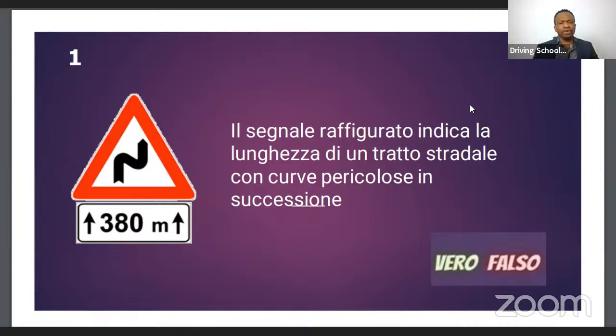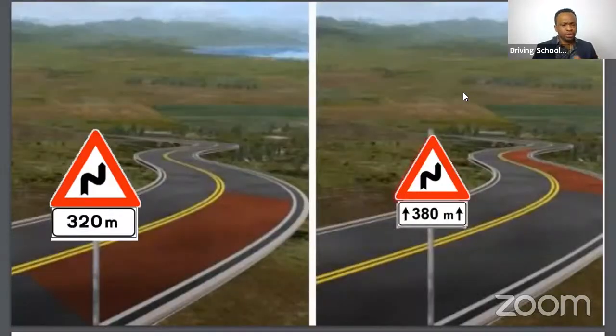For example, before we proceed to look into the sign itself, we are going to look into these two signs because this is where the confusion is. If you look at these two signs, let's call this sign A and let's call it sign B. If you look at sign A, we are having 320 meters, while sign B is 380 meters. But if you look at sign B, where the problem is, sign B is having two arrows that are pointing from down to up.